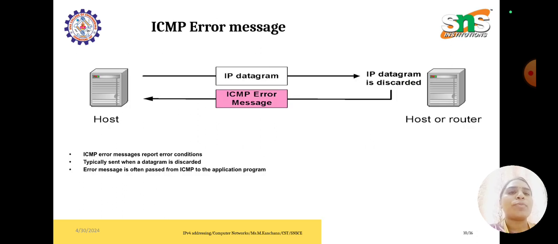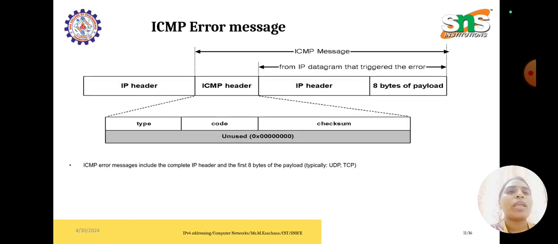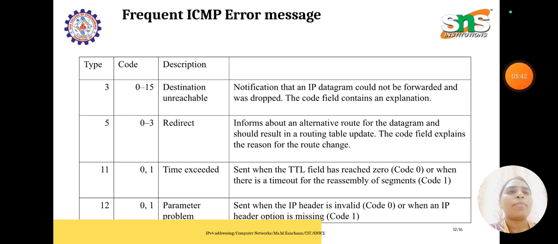ICMP error messages report error conditions, typically sent when a datagram is discarded. An error message is often passed from ICMP to the application program. ICMP error messages include the complete IP header and the first 8 bytes of the payload, which typically may be UDP or TCP. A frequent ICMP error message is a notification that an IP datagram could not be forwarded and was dropped. The code field contains an explanation, informs about an alternative route for the datagram, and should result in a routing table update. The code field explains the reason for the route change.